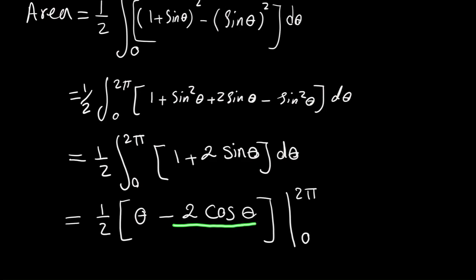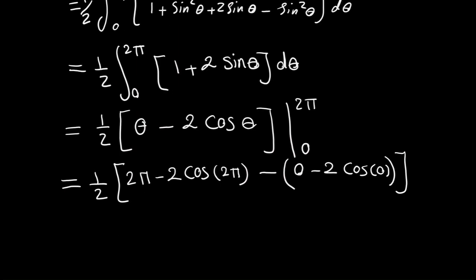The next step is to plug 0 and 2 pi in instead of theta. So first we plug in 2 pi. So we have 2 pi minus 2 cosine of 2 pi, minus the value at 0, which is 0 minus 2 cosine of 0. We know that cosine of 0 and 2 pi is 1. So if we simplify, the final answer is pi.